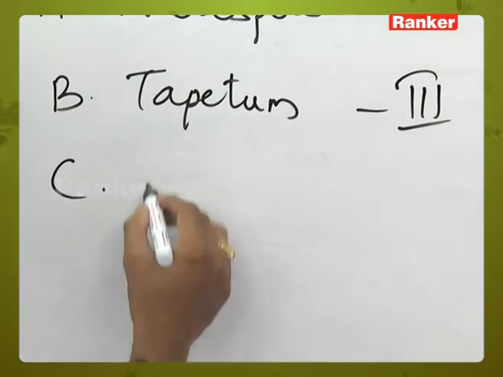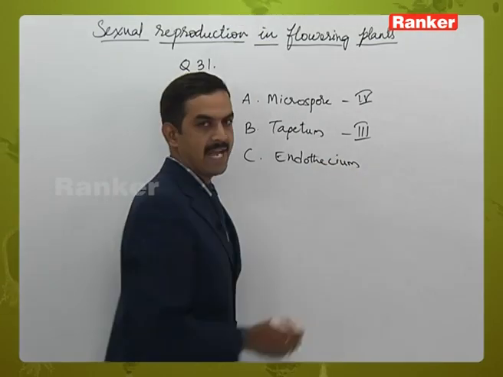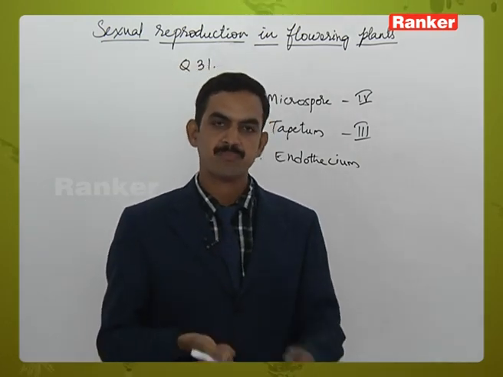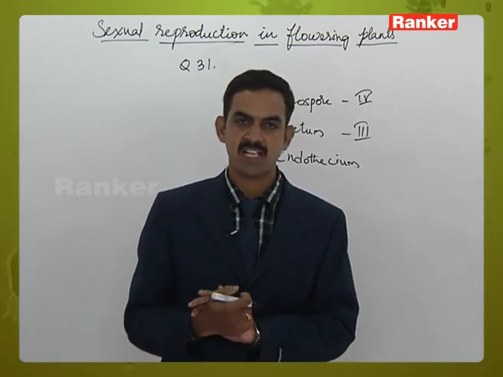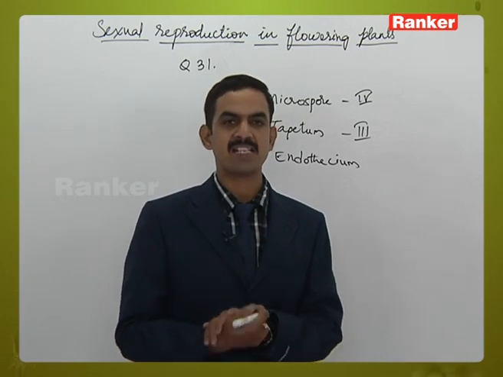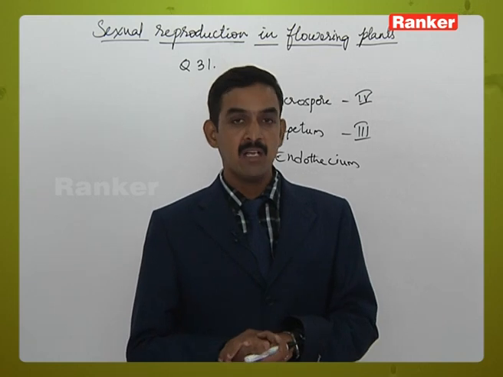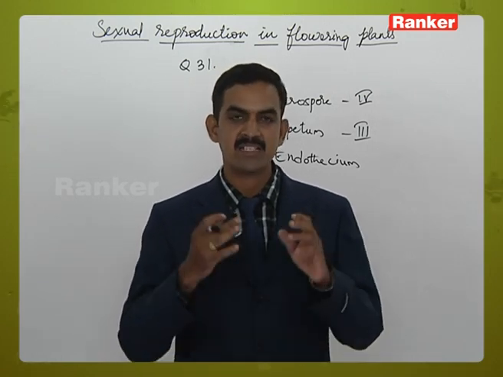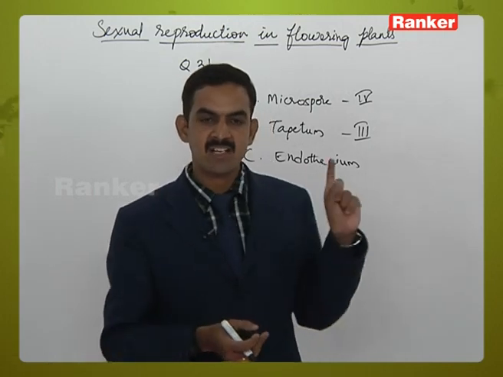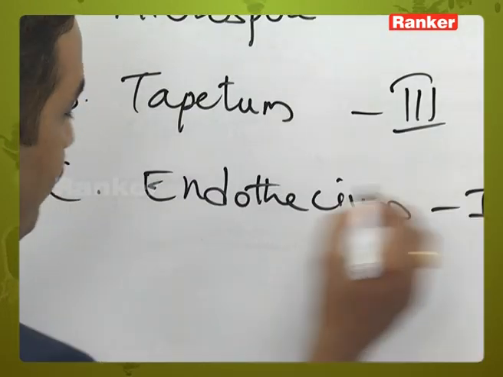Then C is endothecium. Endothecium is the second layer of cells in the anther wall, present just below the epidermis. As it is present just below the epidermis, it acts as a hypodermal tissue, and it has fibrous thickenings on its wall, which also help in the dispersal of the spores. So from list 2, the character related to endothecium is hypodermis in anther wall, that is 1.